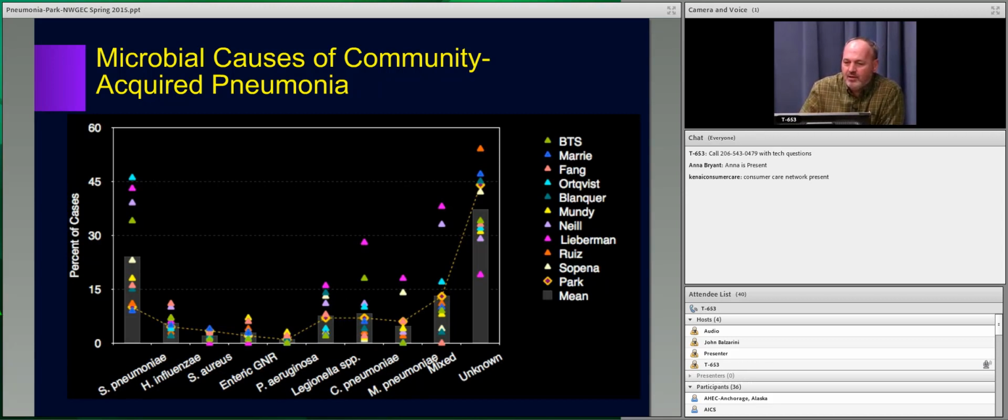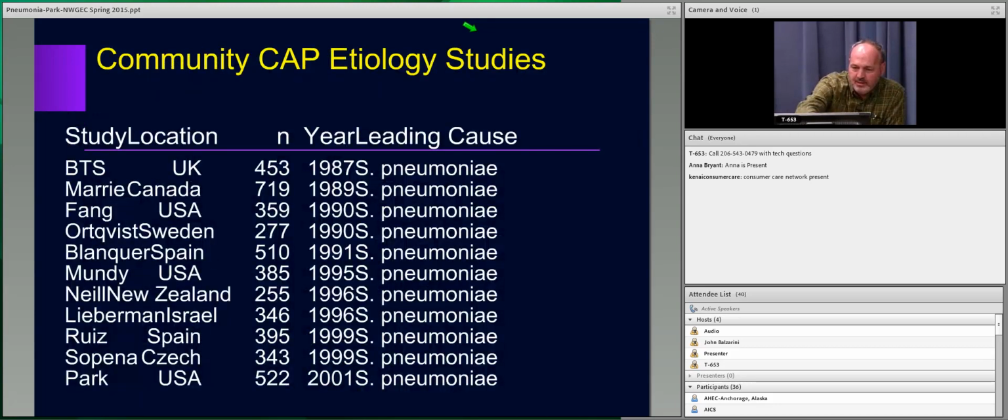And what's the tallest bar? Unknown. Okay. So these patients had blood cultures, sputum cultures, serologies, viral cultures, etc. And in this mean, it varied a lot, of course, but about 40% of the patients couldn't be identified as a cause of their pneumonia. But anyway, that's the data, if you must know.